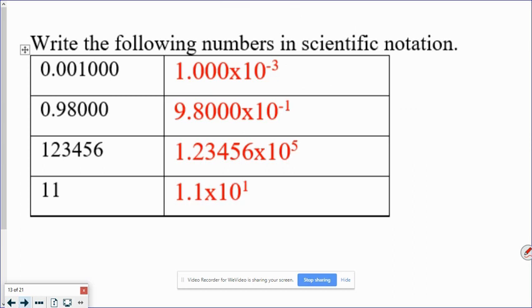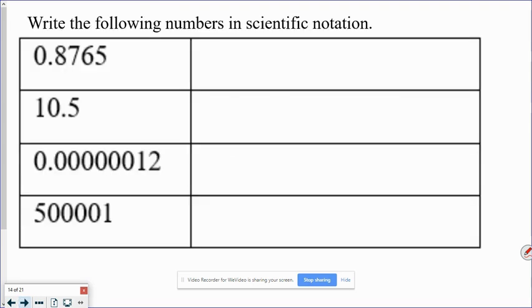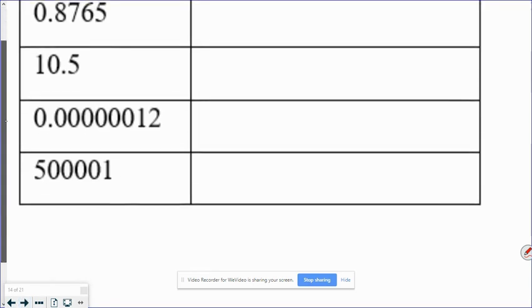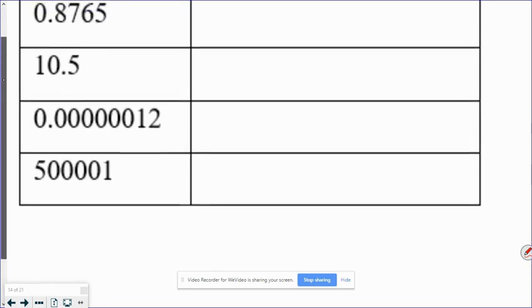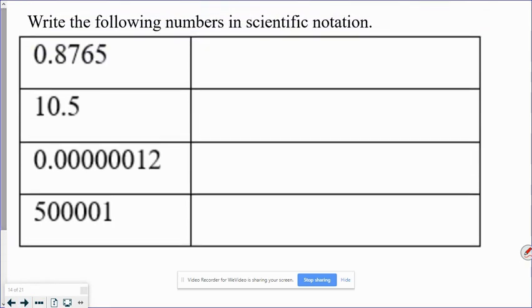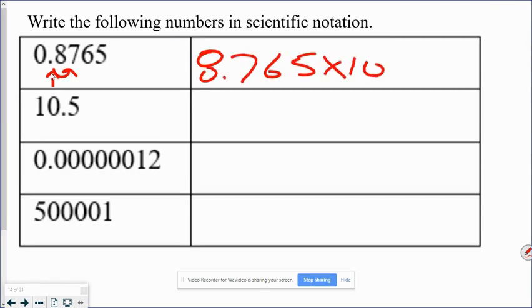And there's that work for you in a prettier version. All right, you try this and then replay the screen. So stop the video, try these, and then see how you do. So in this problem, here's the decimal point right here. I need to move it right there. So 8.765 times 10. I had to move it 1 spot, so that's where the 1 comes from. This whole number is less than 1, so it gets a negative exponent.